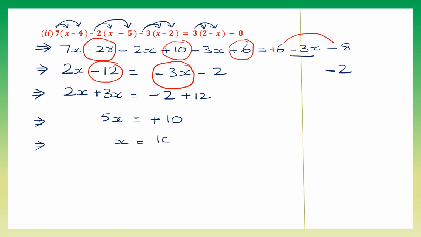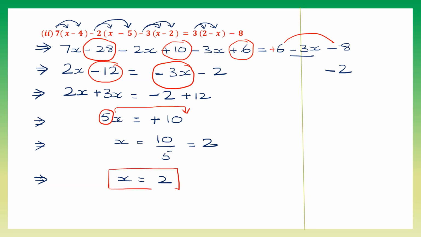X will be 10 divided by 5 because I've transposed this 5 which is here. This is multiplication. When it goes to the right hand side, it becomes division. That's how it became 10 by 5. Now divide 10 by 5. 5 twos are 10. So we have found the value of x. X in this question is equal to 2. So we've got our answer. X is equal to 2.